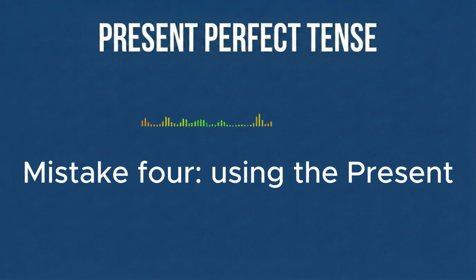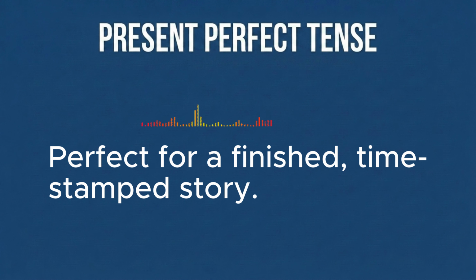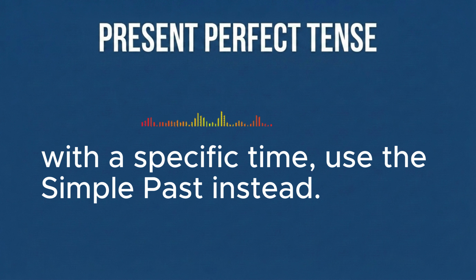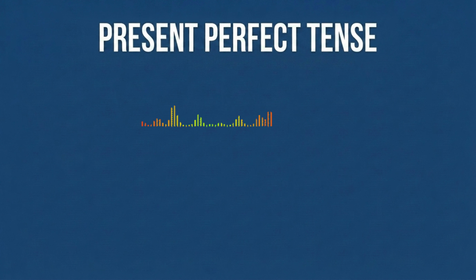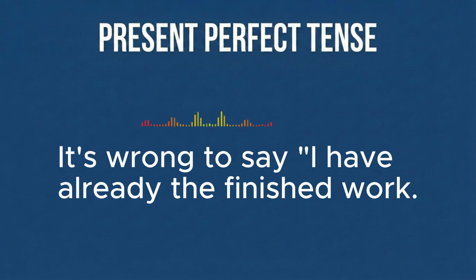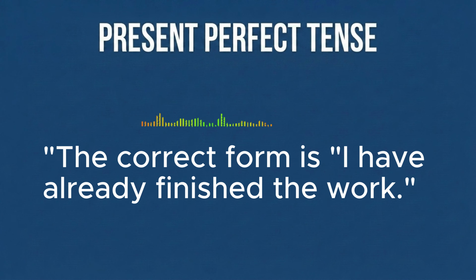Mistake 4. Using the present perfect for a finished, time-stamped story. If the story is clearly over and detailed with a specific time, use the simple past instead. Mistake 5. Wrong word order with adverbs. It's wrong to say, I have already the finished work. The correct form is, I have already finished the work.